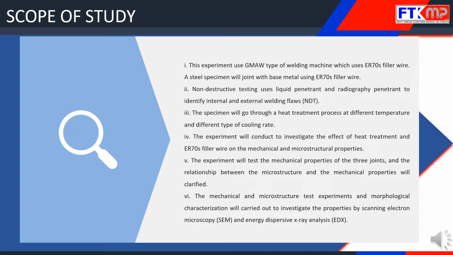And fourth, the experiment will be conducted to investigate the effect of heat treatment and ER70S filler wire on the mechanical and microstructural properties. Fifth, the experiment will test the mechanical properties of the three joints and the relationship between the microstructure and the mechanical properties will be clarified. And the last one is the mechanical and microstructure test experiment and morphological characterization will be carried out to investigate the properties by scanning electron microscopy and energy dispersive X-ray analysis.